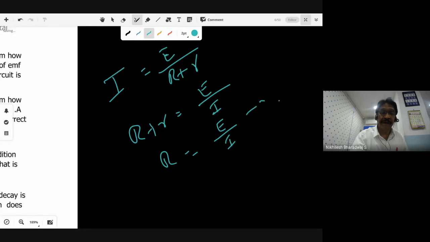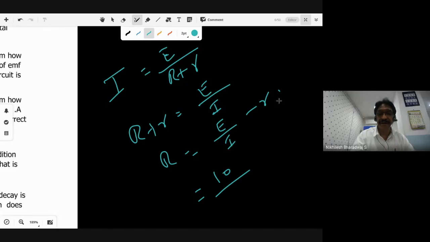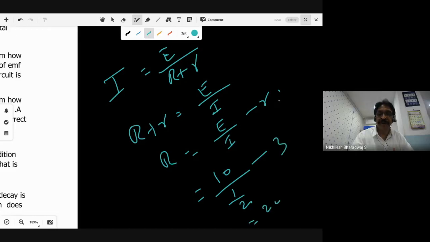What is the EMF here? 10 volts. Current is 0.5; you should always try to write it as 1 by 2, so there won't be any calculation problems. Minus, what is the internal resistance? 3 ohms. So it becomes 20 minus 3, that is 17 ohm.